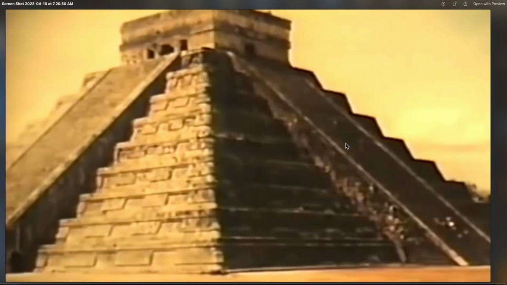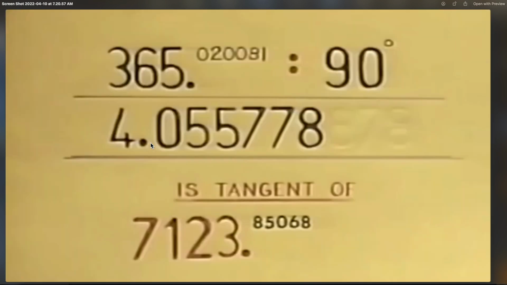It has the 365 steps, right? And look at all these 90-degree angles. There's even squares right here. So that's another theme. So we take the original length of the year, 365.0200, as demonstrated in the code earlier, and the 90-degree angle theme that characterizes this pyramid. Just divide the 365 steps by the 90-degree angle theme, which gives 4.055, which is a tangent. Yes, they knew tangents. What is 7123.85 a tangent of?